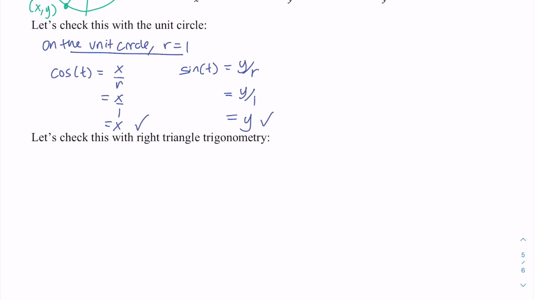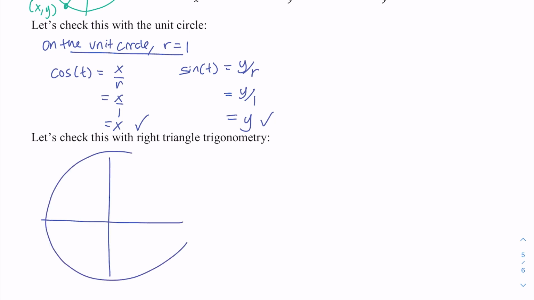What about right triangle trig? So let's look at right triangle trig. Okay, so we're on some circle of radius r, and I'll draw some point in the first quadrant, say here, and I'm saying this is xy, okay? And this is some angle t that's corresponding to that point, because the point is on the terminal side. And here is a right triangle that I have created.